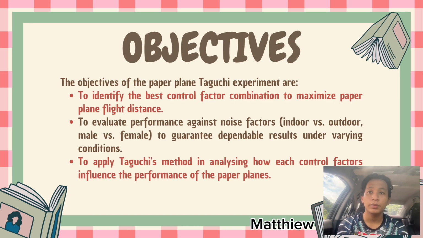The objectives of the paper plane Taguchi experiment are to identify the best control factor combination to maximize paper plane flight distance, to evaluate performance against noise factors, indoor versus outdoor and male versus female, to guarantee dependable results under varying conditions, and to apply Taguchi's method in analyzing how each control factor influences the performance of the paper planes.